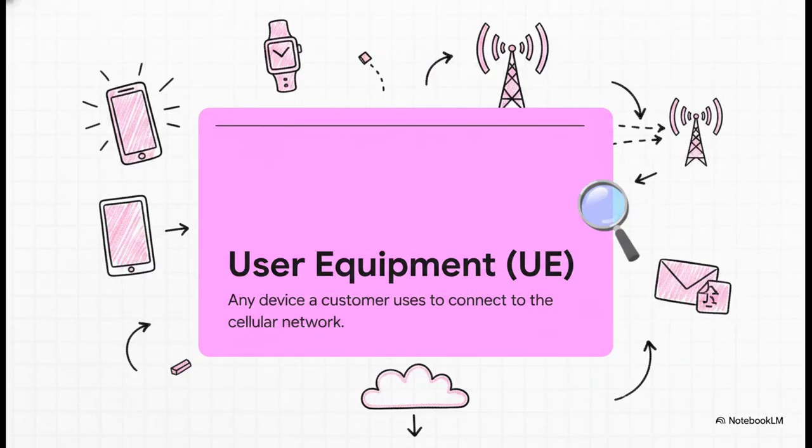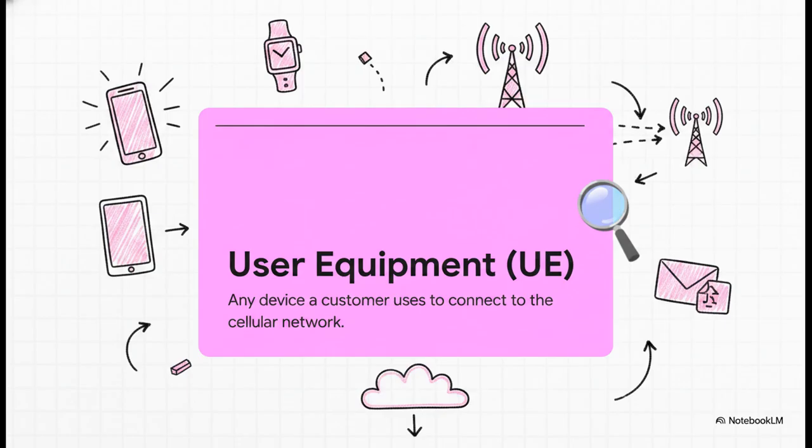So, in the 3GPP standards, which are basically the global rulebooks for telecommunications, user equipment, or UE, is the formal name for literally any device a customer uses to connect to the cellular network. In telecom engineering, it's the absolute starting point. Before a single solitary packet of data is transmitted, before a handshake is completed, or before you stream even one frame of high-definition video, the entire process starts right here.